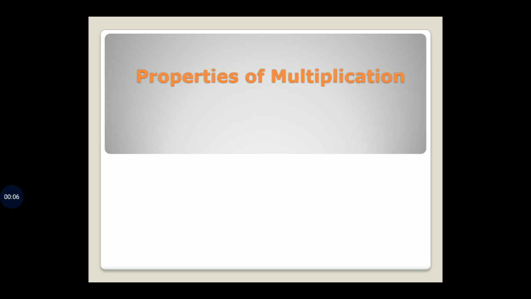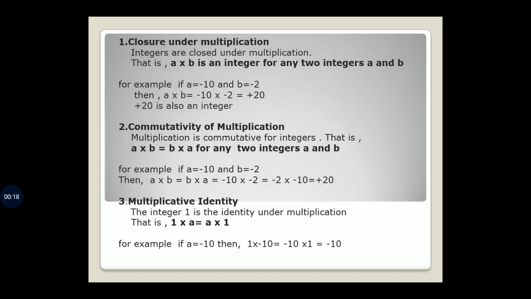Hello everyone, let us today start continuation of chapter 1, integers, that is properties of multiplication. Let us discuss here some of the properties of multiplication of integers. As you can see, first property is closure under multiplication. Integers are closed under multiplication, that is a into b is an integer for any two integers a and b.